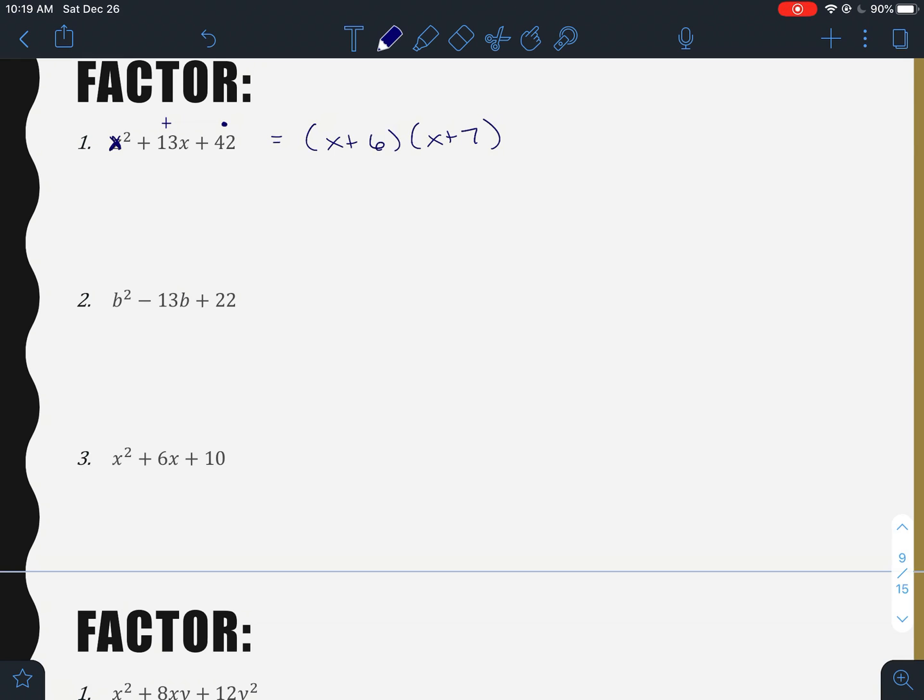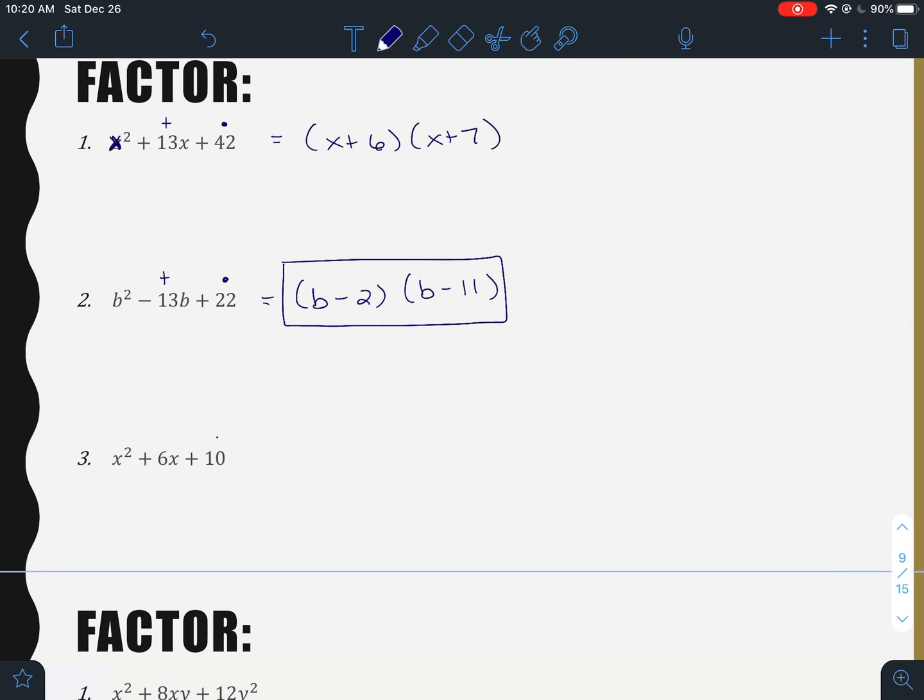All right, on the next one, b squared minus 13b plus 22. So I need two numbers. When I multiply them together, I get positive 22. And when I add them together, I get negative 13. Well, that would be negative 2 and negative 11. So this would be b minus 2 and b minus 11. If I multiplied that back out, I would get b squared minus 13b plus 22.